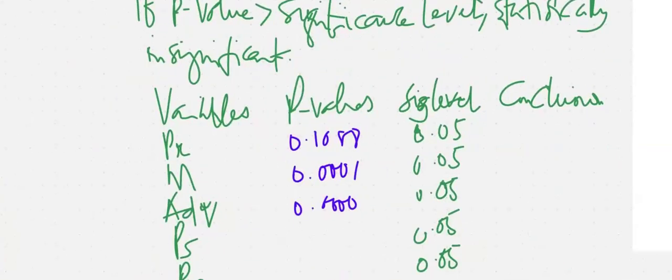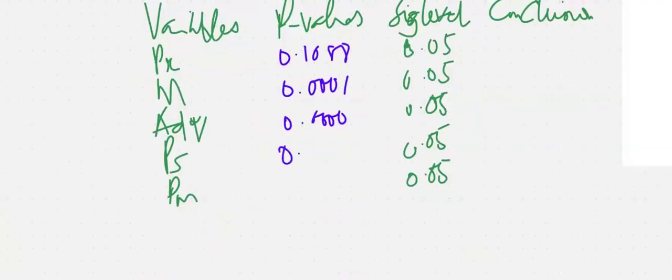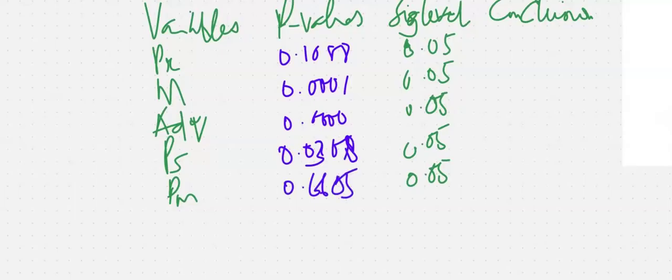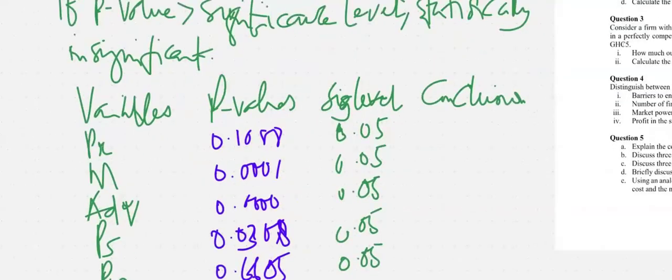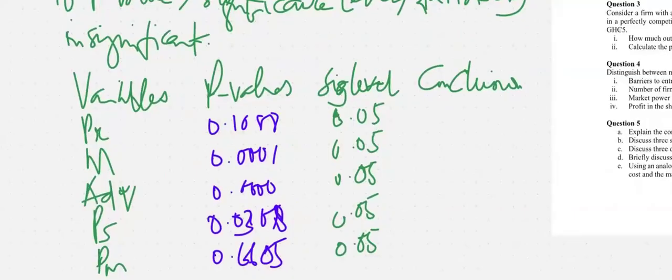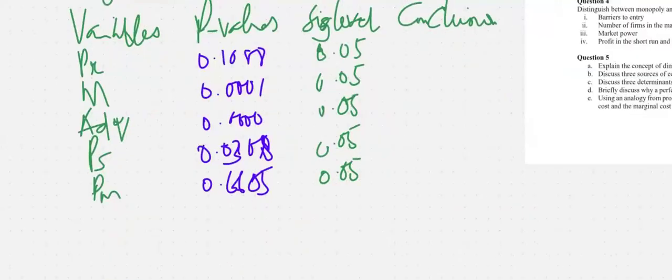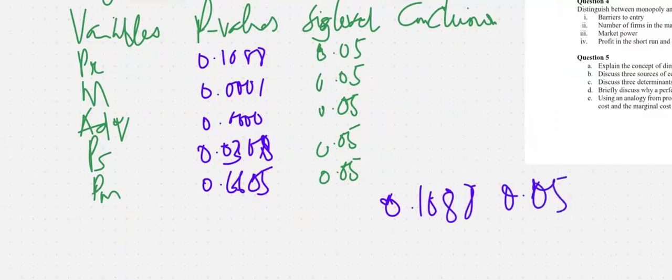So we have 0.0308. We have 0.6605. Good. So you're done. Now you compare with the rules we've written. Is the first one 0.1088 against 0.05. So you're gonna have something like this. 0.1088 and we have 0.05. So we are comparing both to see which one is higher.